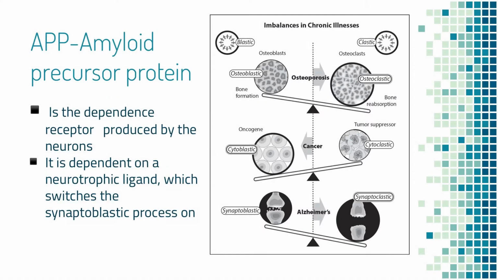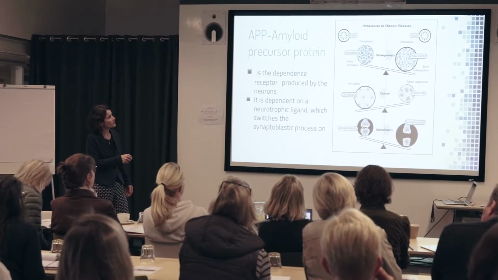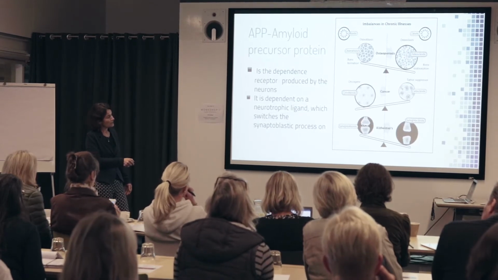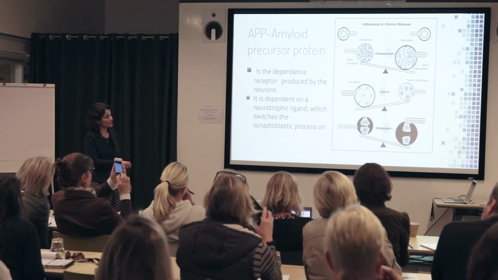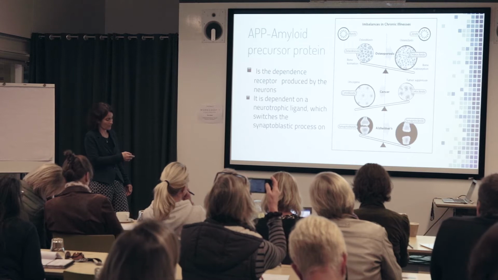So the precursor protein in the brain is the amyloid precursor protein. That's actually the dependence receptor, and that's produced by the neuron. So what we know, as we've seen in the slide before, is that the amyloid precursor protein or dependence receptor is very dependent on these neurotrophic ligands, and they can either switch the process on to forming new brain cells or new synapses and connections, the synaptoblastic pathway, or if the trophic factors aren't there, we actually go onto the synaptoclastic pathway, which is where we break down these synapses. And we can see here that in all chronic illnesses, we have this balance in osteoporosis, cancers, and in Alzheimer's. And what we're obviously wanting here is not to be on the synaptoclastic side of that balance. We want to be on the synaptoblastic side of the balance.